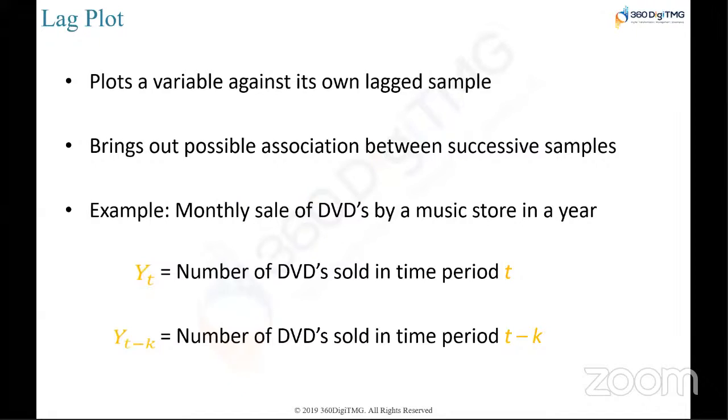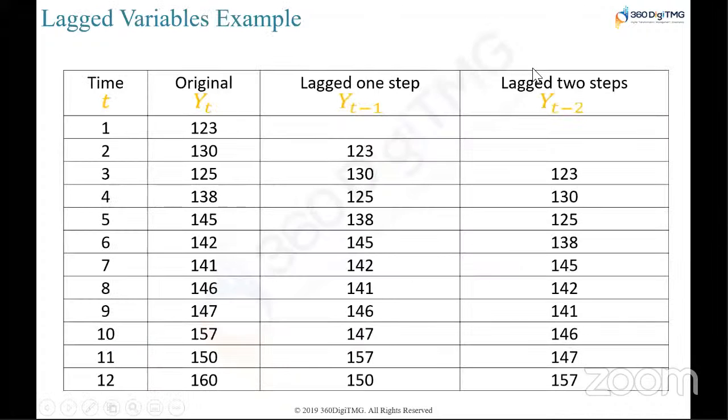All right. Monthly sale of DVDs by a music store in a year. Now, obviously, this is ancient data. Nobody buys DVDs, but nevertheless. Now, on one axis, we have the DVDs sold in time period T, and on the other axis, I have DVDs sold in time period T minus K, or probably we have them as lag values. Okay. So let us just look at this particular data.